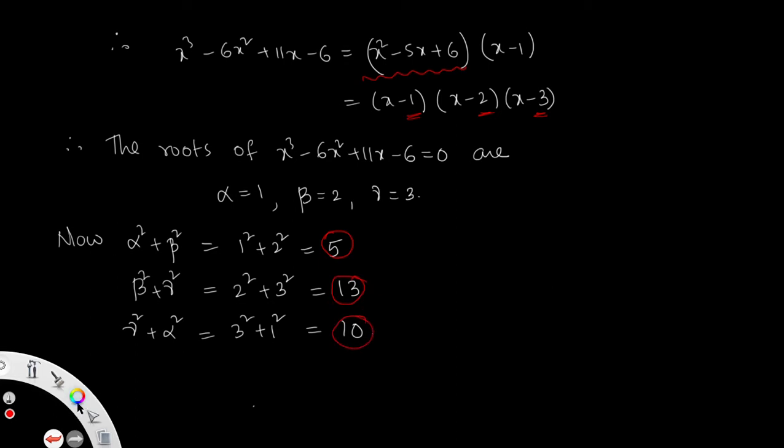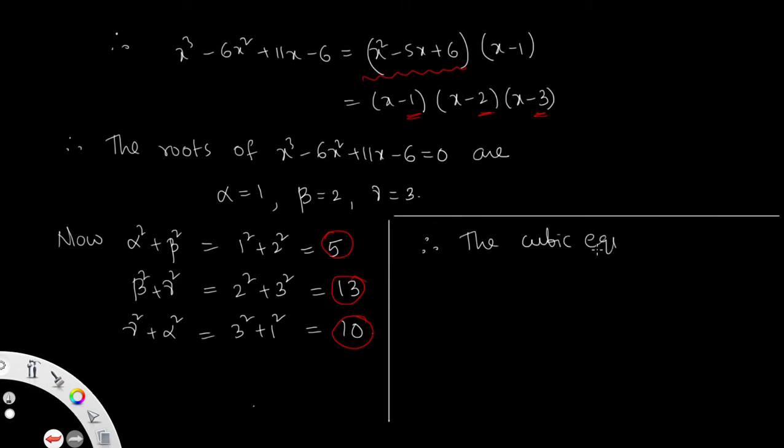Therefore, the cubic equation whose roots are the 5 new roots. Don't take these values 1, 2, 3. So by using the roots in the form of alpha square plus beta square, beta square plus gamma square, we have found the values 5, 13, and 10.